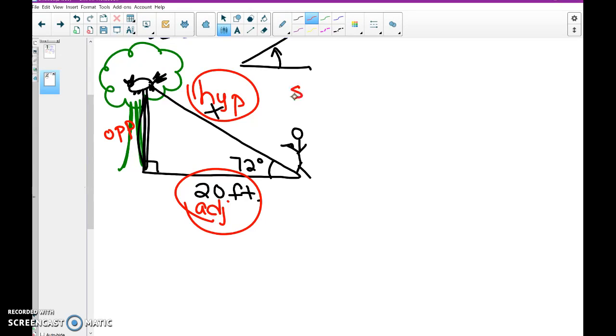Okay, remember your SOHCAHTOA. Always write those out. If you're using adjacent and hypotenuse, that's going to be cosine. So cosine of 72 degrees. Make sure to follow cosine. Some of you got that part wrong. Cosine goes adjacent on top, hypotenuse on the bottom. 20 is the adjacent, hypotenuse is x, so it has to look like that.